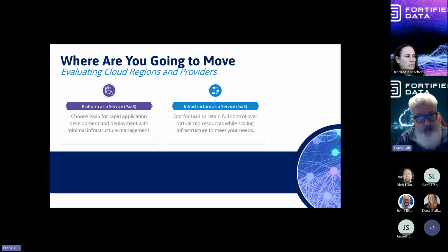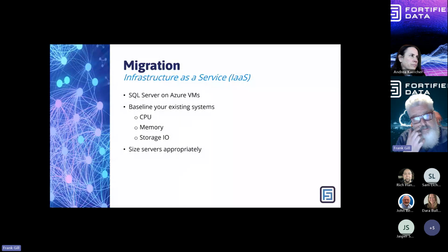So talking about right sizing resources, your goal if you are migrating to Azure is to figure out what your workload looks like on-prem or wherever you're migrating from. You want to run a baseline on your existing systems, and you want a baseline for CPU, memory, and storage I/O. And based on that baseline, you can get an idea of how much hardware you need to allocate to the instances that you are migrating.